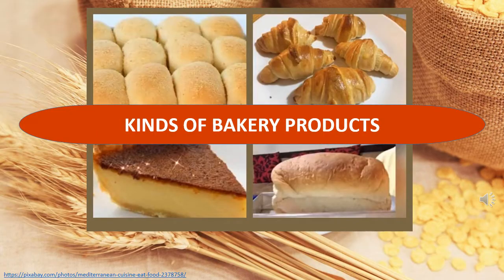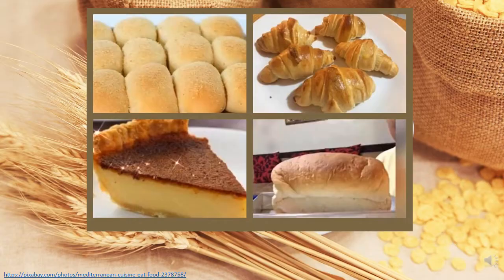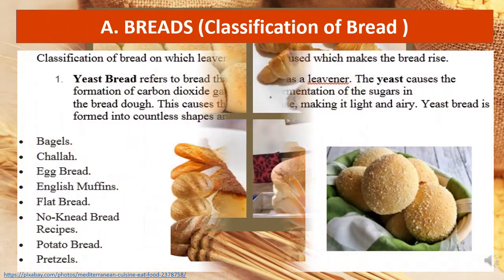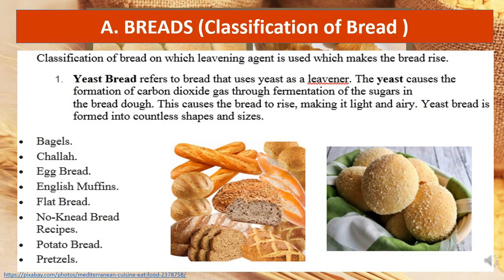Kinds of bakery products. One kind of bakery products are the breads. Classification of bread is based on which leavening agent is used, which makes the bread rise. First is the yeast bread. It refers to the bread that uses yeast as a leavener.